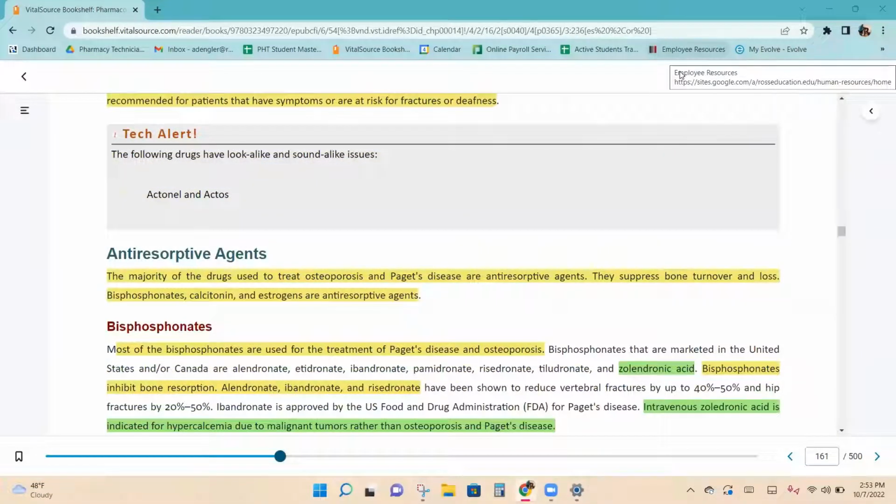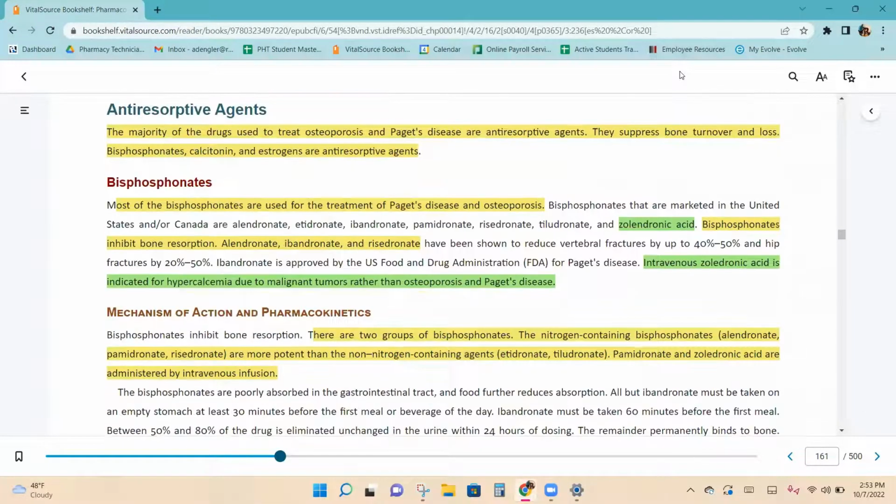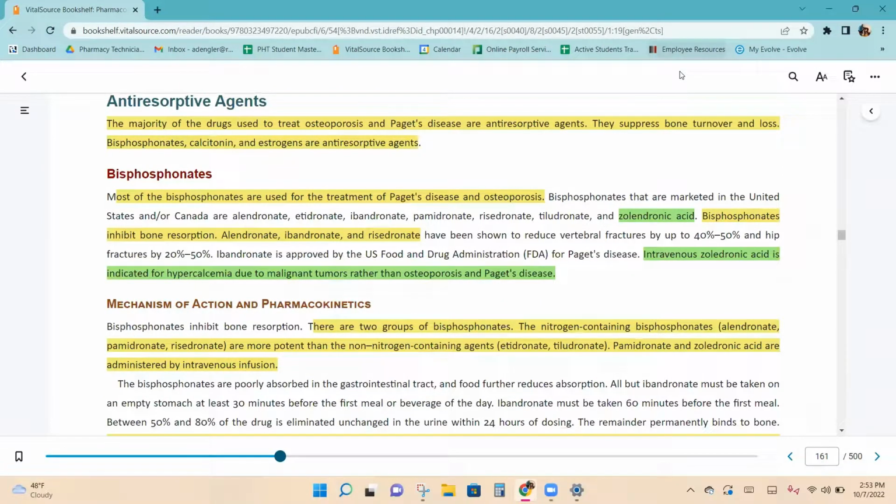The majority of the drugs used to treat osteoporosis and Paget's disease are anti-resorptive agents. They suppress bone turnover and loss. Bisphosphonates, calcitonin, and estrogens are anti-resorptive agents. Most of the bisphosphonates are used for the treatment of Paget's disease and osteoporosis. The bisphosphonates that are marketed in the United States when this book was made, which was I think in like 2018, are alendronate, etidronate, ibandronate, pamidronate, risedronate, tiludronate, and zoledronic acid. So you can see all of those have the ending of dronate besides the last one.